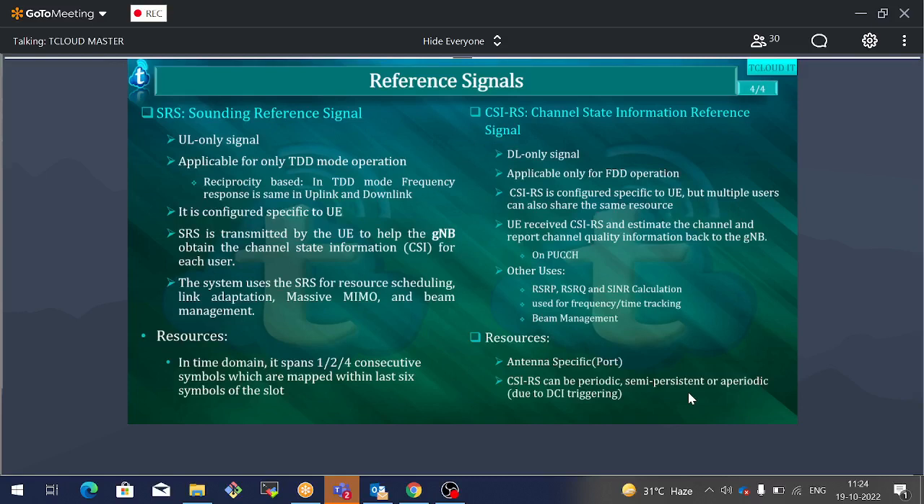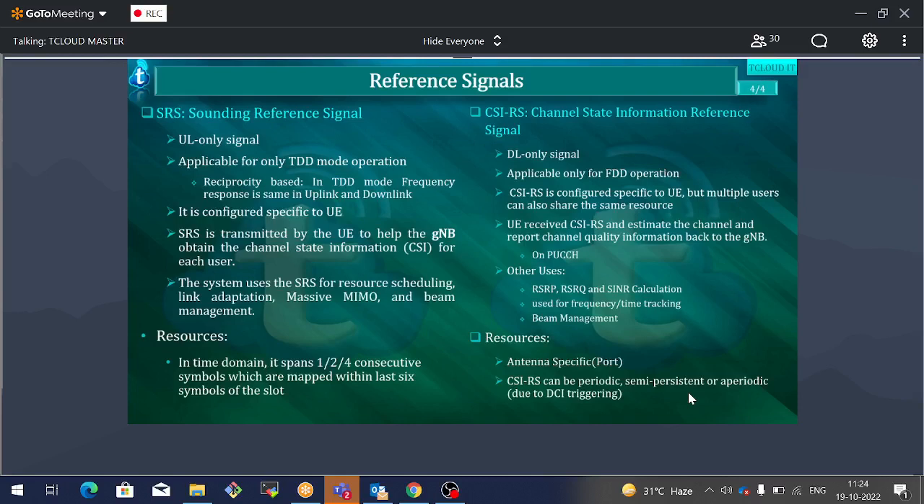So the CSI-RS would not only be used for channel state information calculations, it can be used for RSRP, RSRQ, and SINR: reference signal received power, reference signal received quality, and SINR, which is your signal to interference and noise ratio. So you can estimate even that. And the CSI-RS signals would also be helpful for the mobile equipment to do frequency and time tracking.